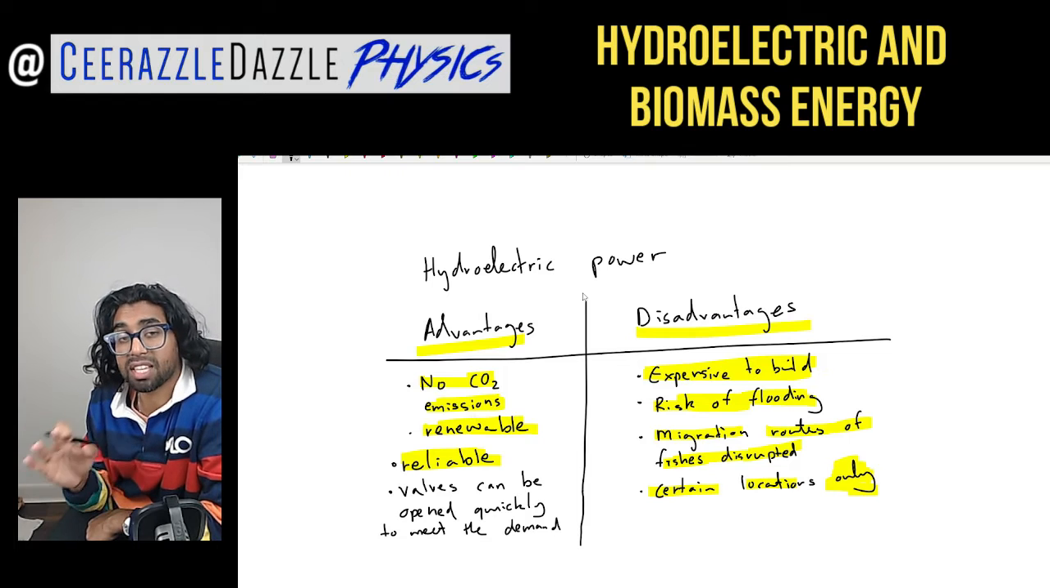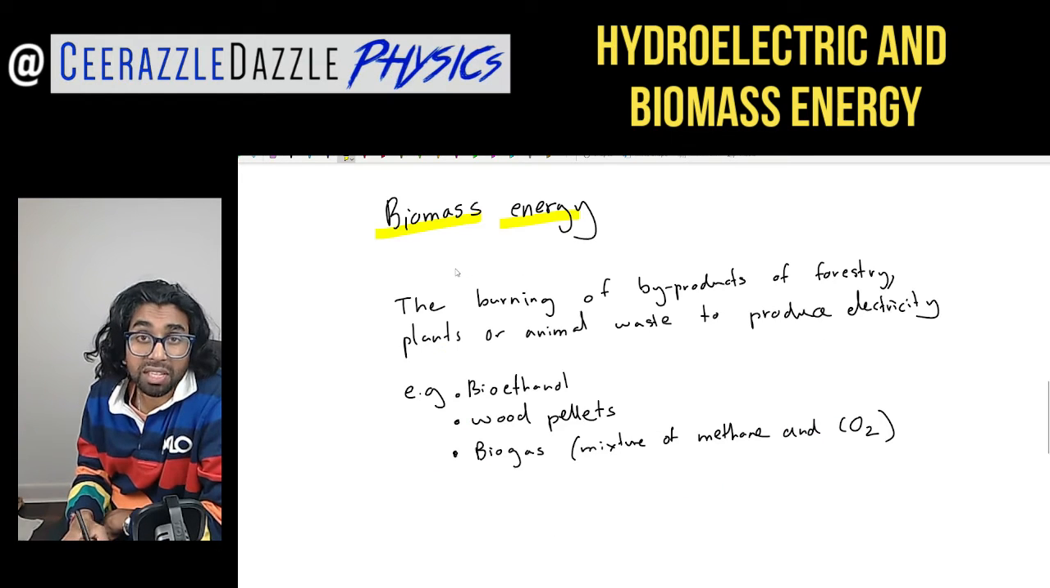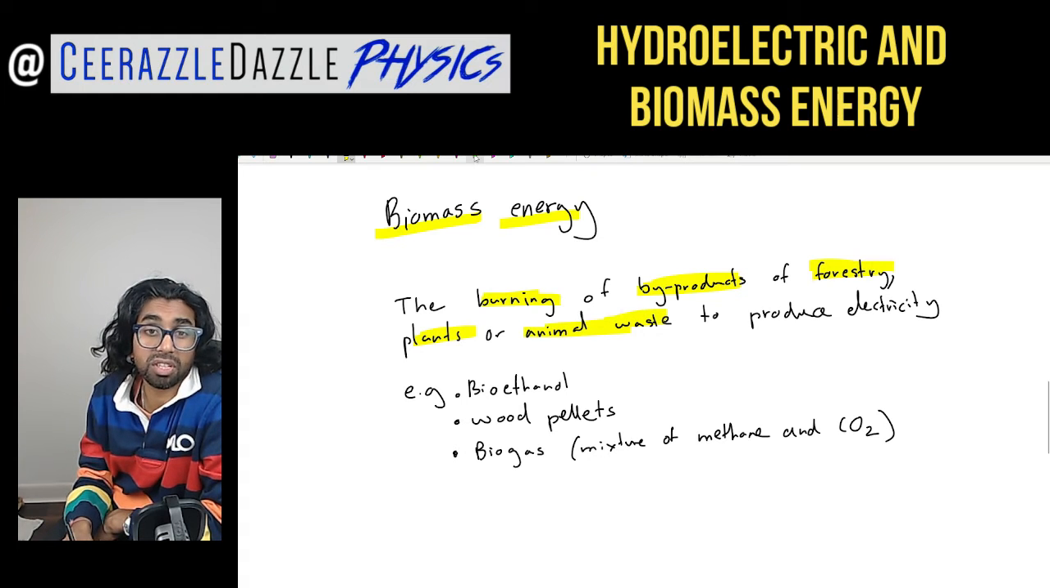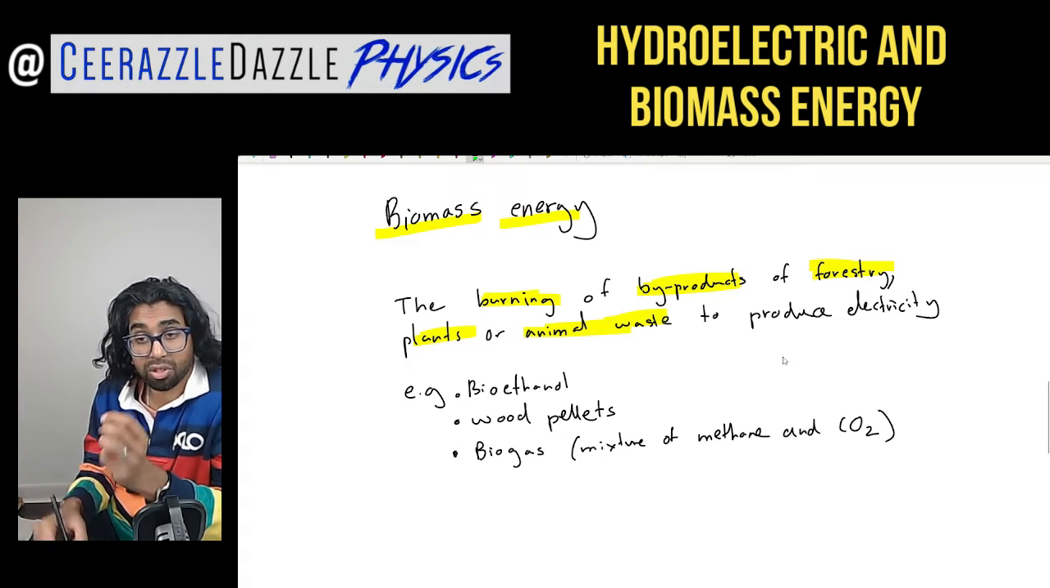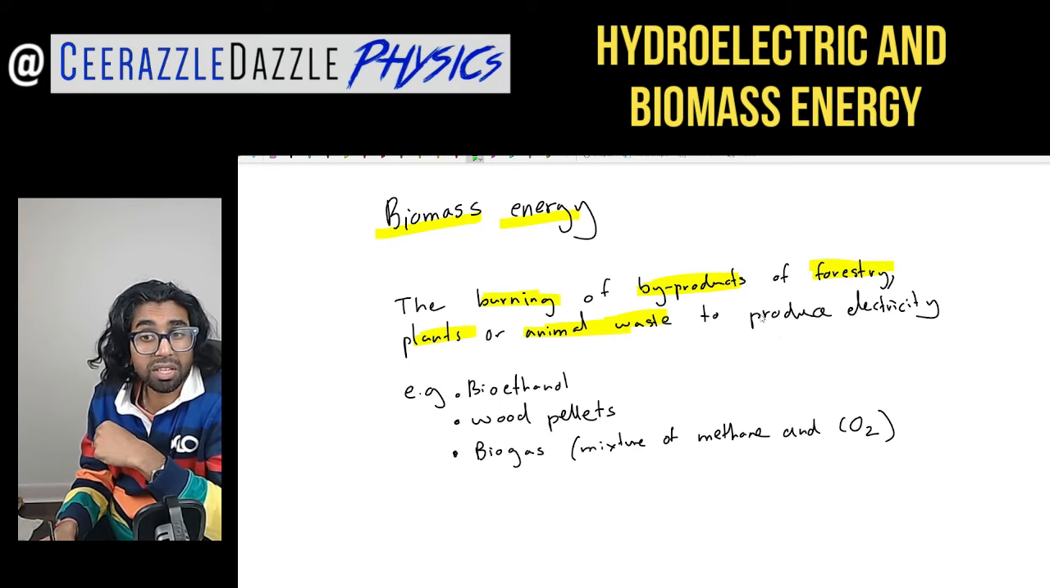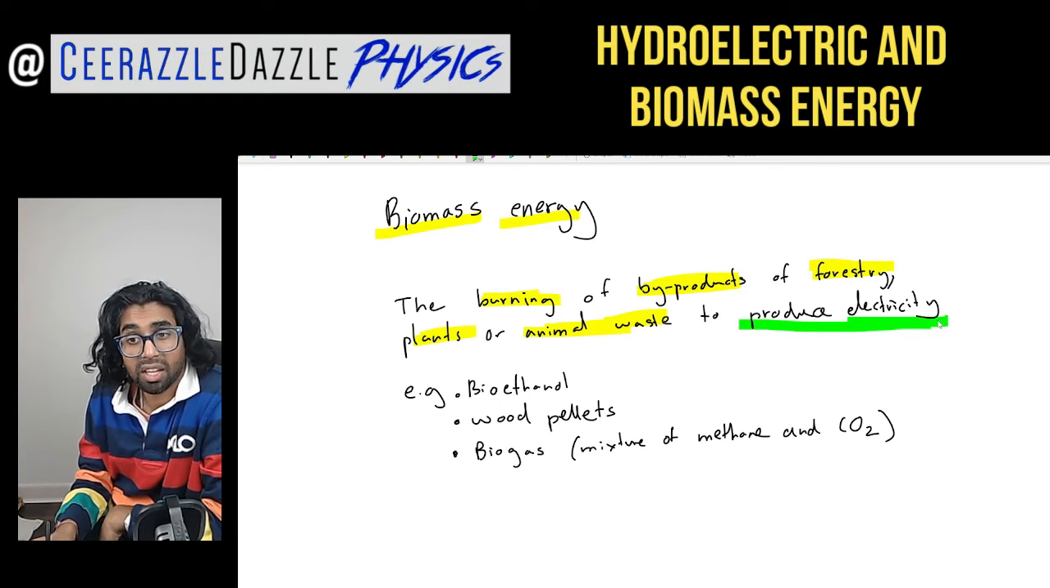Okay, so from here, we're going to move on to biomass energy. When we talk about what exactly is biomass energy. Biomass energy is the burning, guys, it's the burning of byproducts of forestry, plants, or animal waste to produce electricity. So you're burning the byproducts of forestry, plants, or animal waste to produce electricity over here.